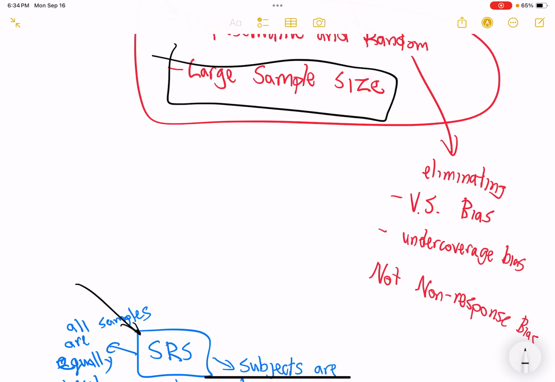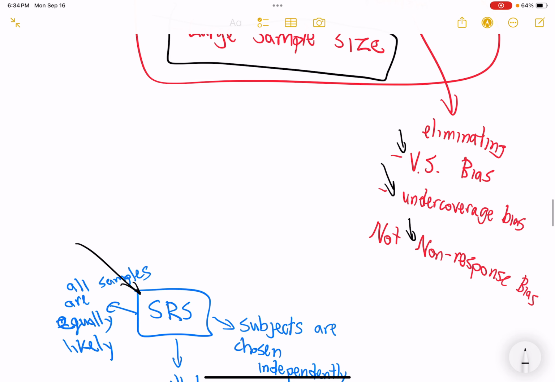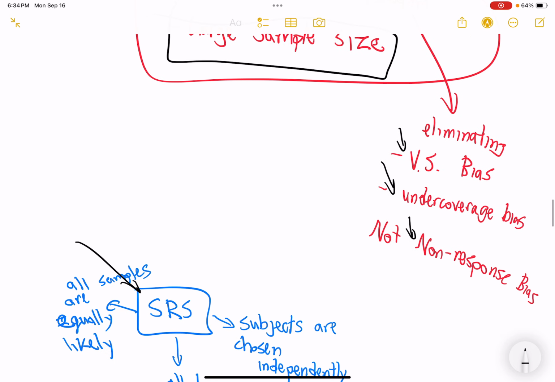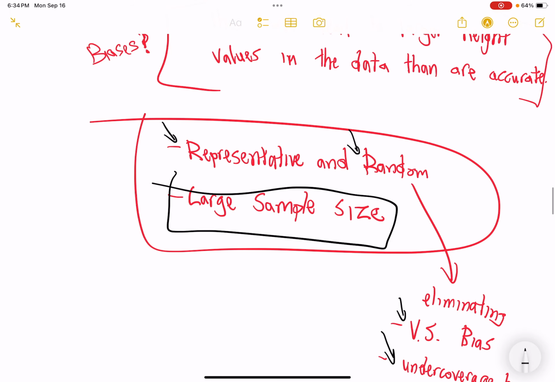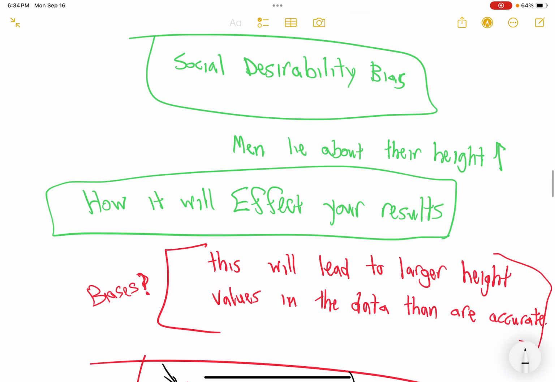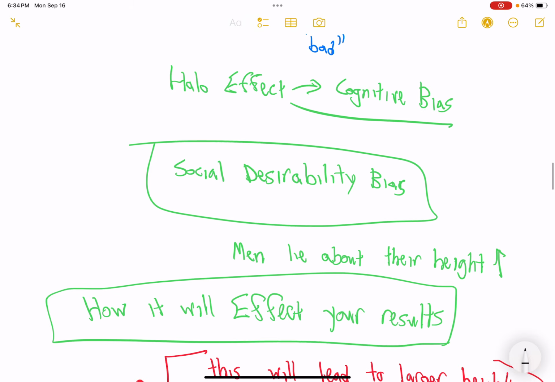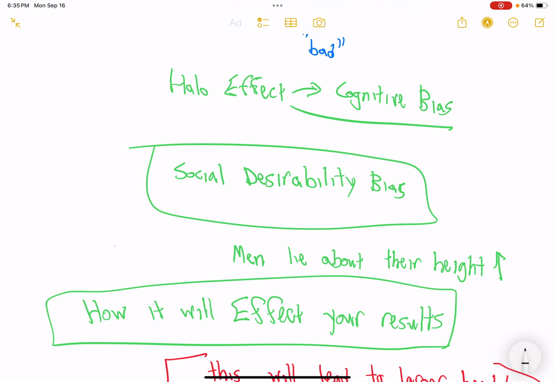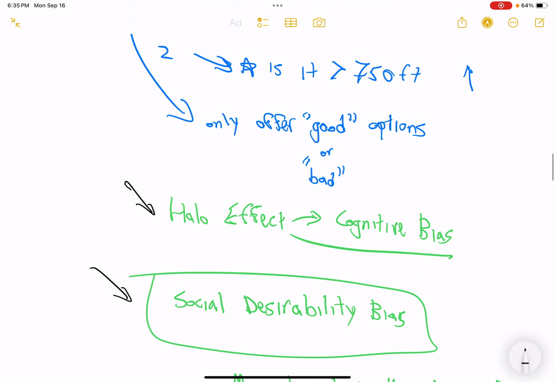please, okay? And we've learned about the problems with voluntary response bias and voluntary selection bias and undercoverage bias. We've also learned about non-response bias, which will always come with the territory, but we can limit these or eliminate them using representative and random samples. We've learned that biases are these things that often occur that can mess with the way we understand the world and understand our data. Things like the halo effect, things like social desirability bias, where people lie about qualities about themselves because they want to be perceived as good.